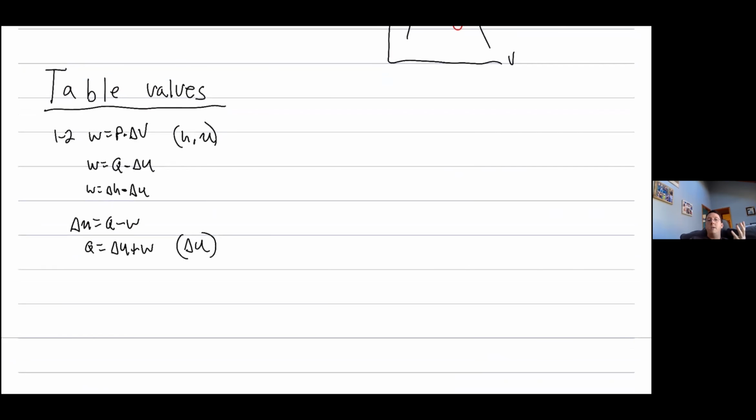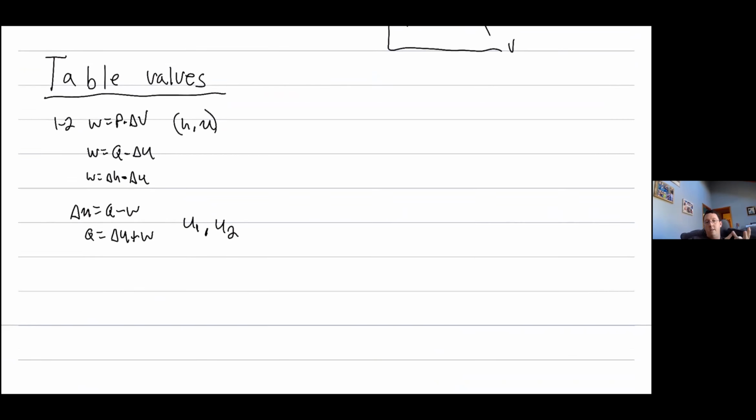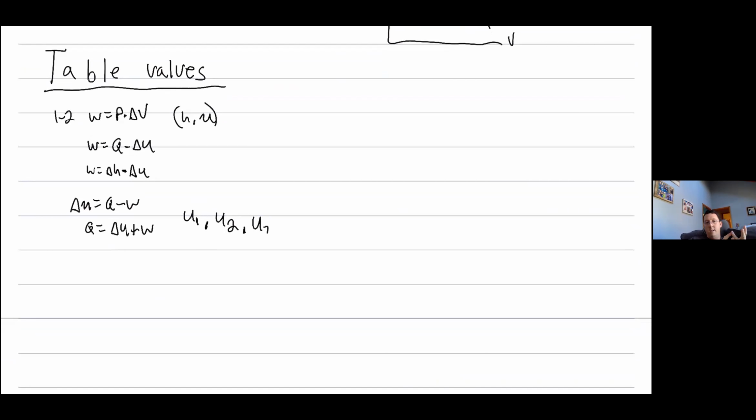So let's, but delta U isn't in the table. Let's just make a list of numbers that you want to pull out. You want to pull out H1, W2, U1, yeah, U3. You'll want delta U there from 2 to 3. And you'll want H1, H2.